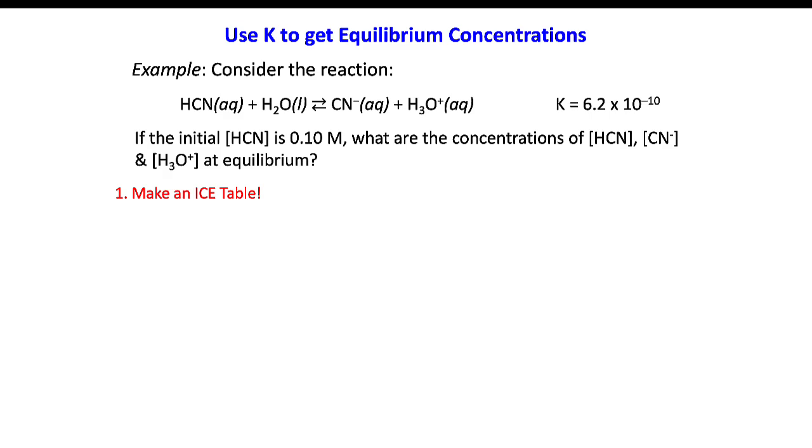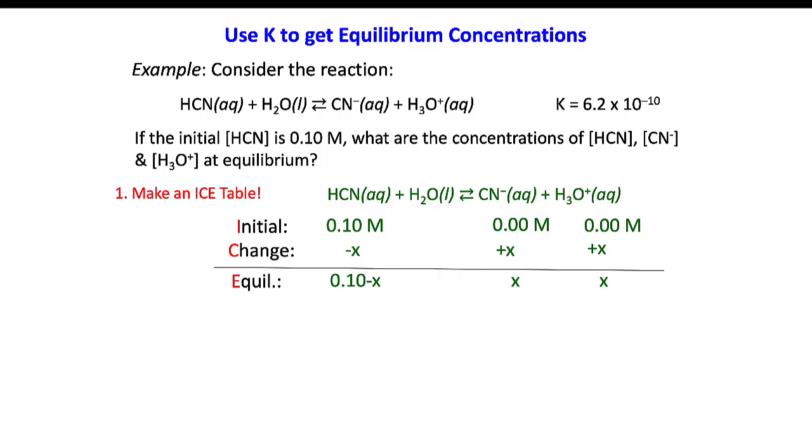Okay, this is pretty challenging to do on your first time, so I hope that you gave it at least a little bit of a try, but this is what we should come up with, right? The initial HCN is 0.10. The water, it's a liquid. It doesn't show up in the equilibrium expression, so we don't really need to worry about it too much here. But as it shifts, know that water is being consumed, and then we get 0 for the CN minus, 0 for the H3O plus. As this reaches equilibrium, some amount that we don't know yet, but some amount X of HCN will be consumed.